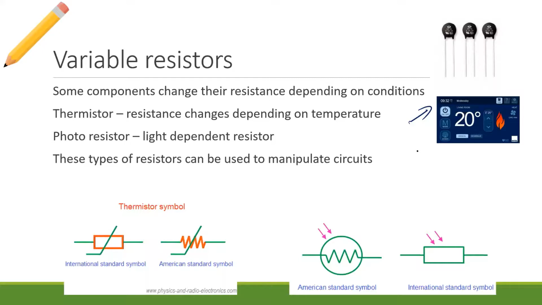What do they look like? The symbol for a thermistor is down here. I don't know why, but it is just a bent line that goes across it to make a thermistor. A photoresistor is a light-dependent resistor. Light-dependent resistors mean that as light falls on them, their resistance will change.